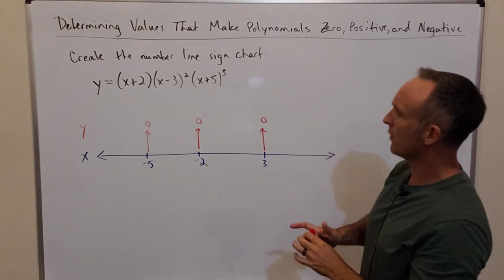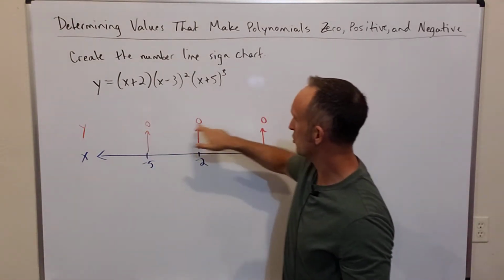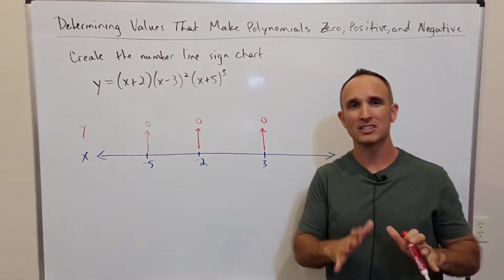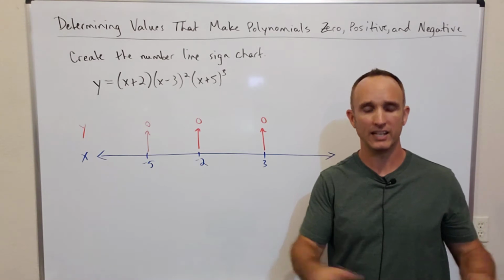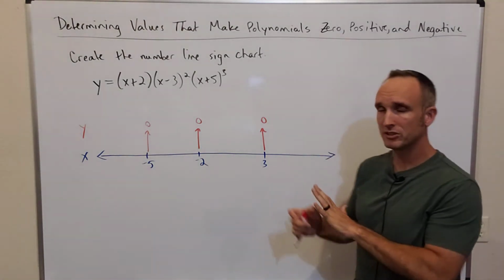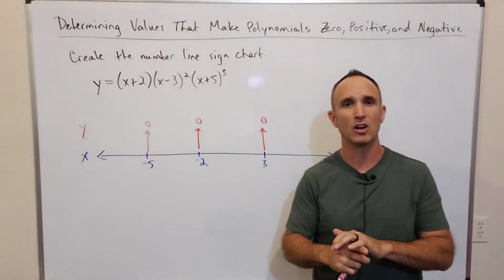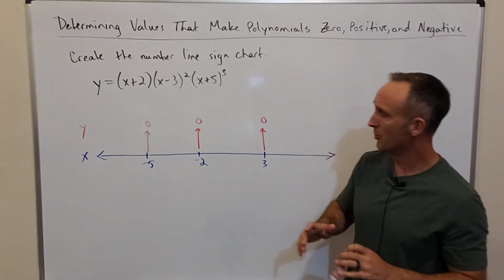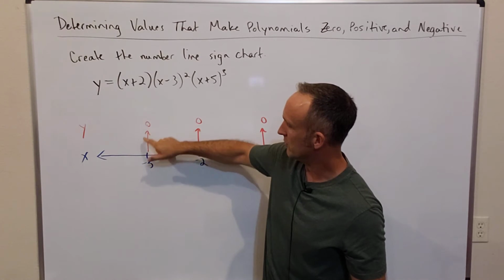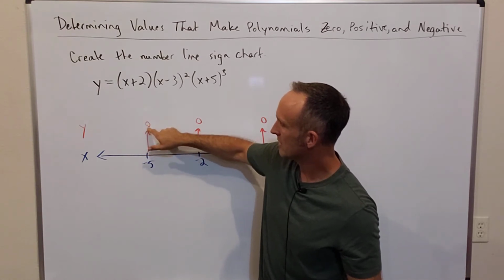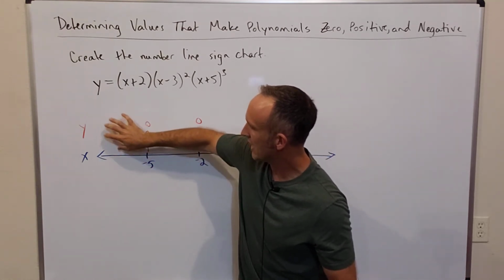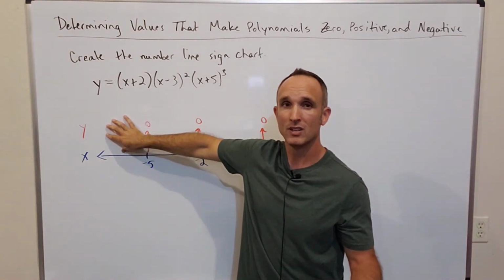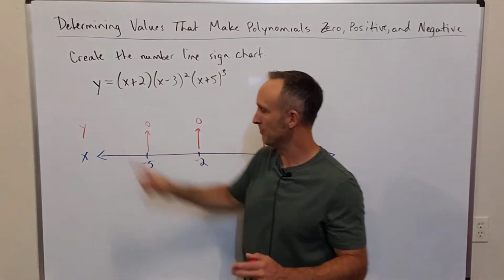Now, as far as the regions in between, I don't care what the particular y values are. I just care whether they're positive or negative. And polynomials have this fantastic feature. They are smooth, continuous graphs. Okay, so if y is 0 here, then that means every y value in this region has to be negative or positive. Okay, and they're all the same.